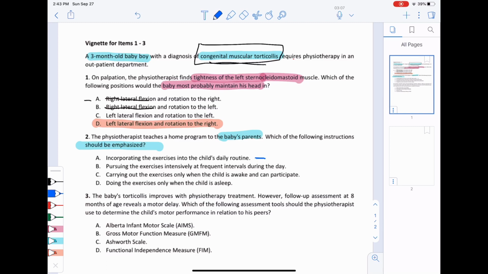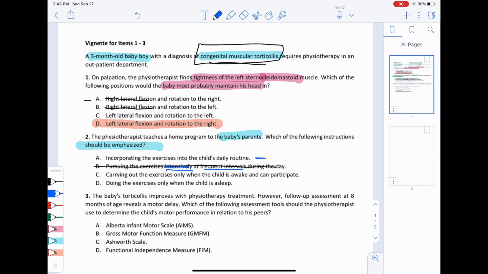Pursuing the exercises intensively at frequent intervals during the day. Now for torticollis, we do want the parents to do frequent intervals. We do want them to do it more regularly, at every diaper change, or at least after every 2 hours. But we don't want it to be intense. The word intensively doesn't work well for us, because if it's a 3-month-old baby and you go intense, you might injure the neck. So we do not want intensive therapy. So that is something that we are going to rule out. This is definitely out of the question for us.